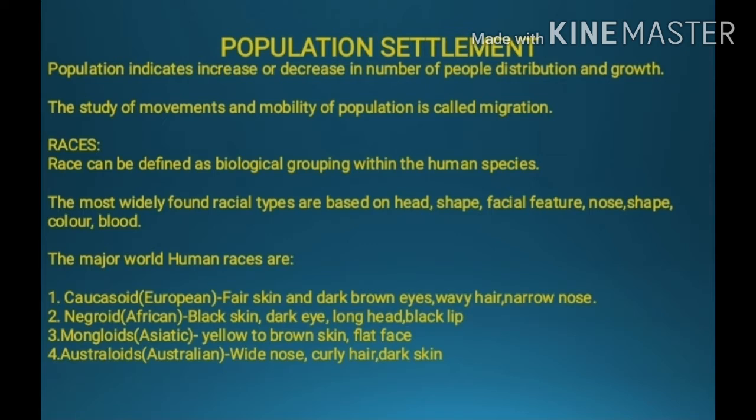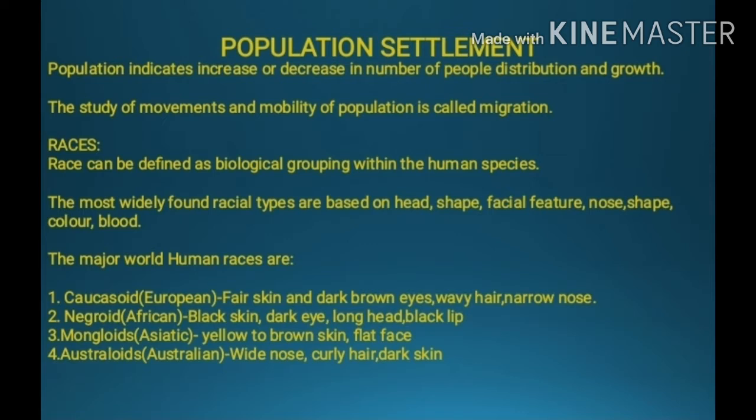So it indicates the increase or decrease in number of people, how they are distributed, and the growth of the population. The study of movements and mobility of population is called migration. So what does migration mean? People will be moving here and there for their welfare. So the movement and mobility of population is called migration.